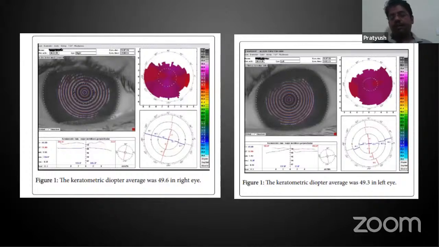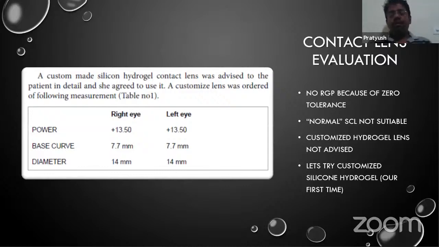Obviously, the first option that came to us was RGP, but the patient said a direct no to the RGP lenses because of tolerance issues. She tried it for like 15-20 days and was not even interested in doing a trial for RGP lenses. Then comes the normal soft contact lenses, but her base curve is so high, or you can say so curved, that normal soft contact lenses, which usually have an 8.4 or 8.6 base curve, are not even suitable. We did a trial with soft contact lenses, but whenever she blinked, the lens folded inside the eye. So that was our no, we can't give it to her.